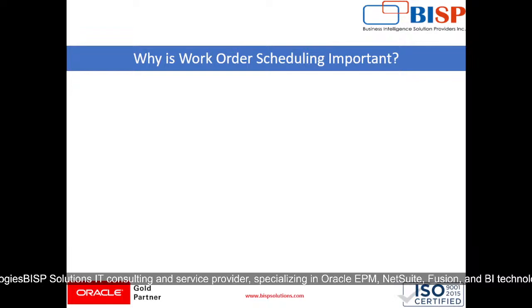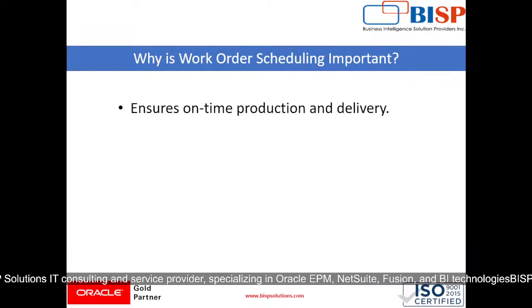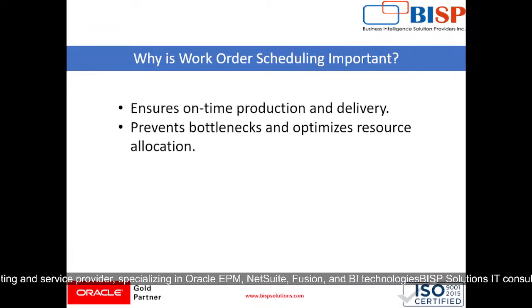So why is work order scheduling important? Because it ensures on-time production and delivery. It prevents bottlenecks and optimizes resource allocation.